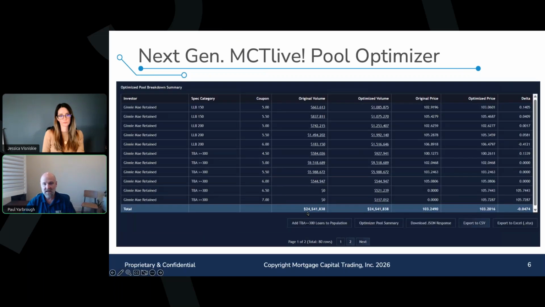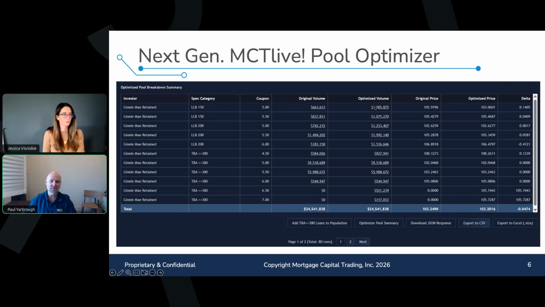So moving over to the next slide here, we start to get into the optimization. And this is a good example of what I was talking about, where I may not have enough volume to create a spec pool. So what I've got is these Ginnie retained LLB 150 and a 5 coupon there. My original volume is 663,000. My optimized volume is a little over $1 million. Where did this extra volume come from?